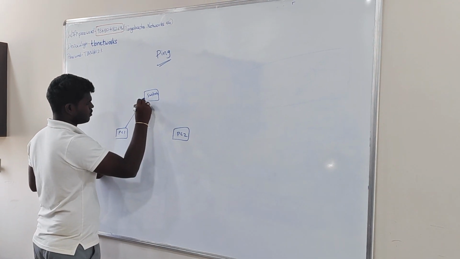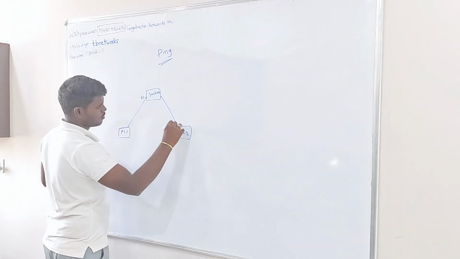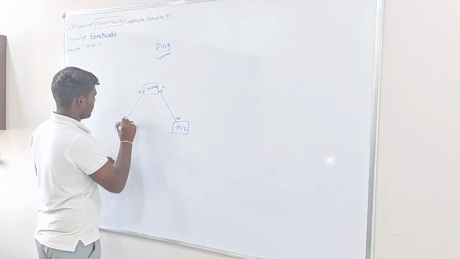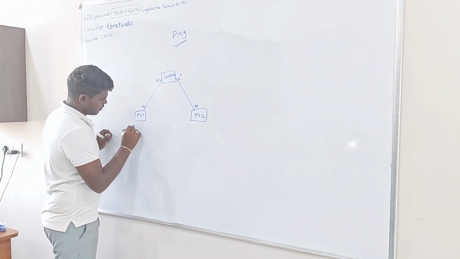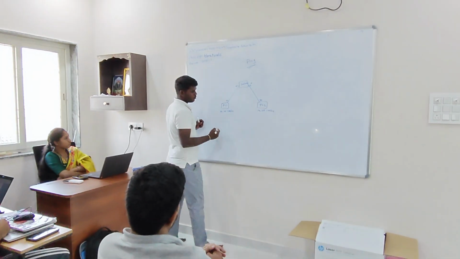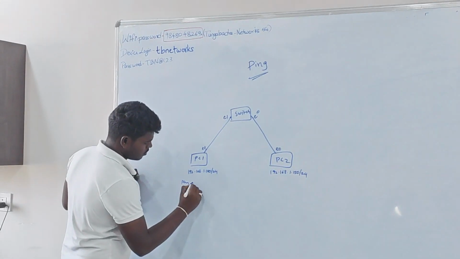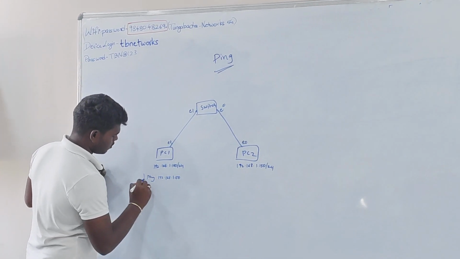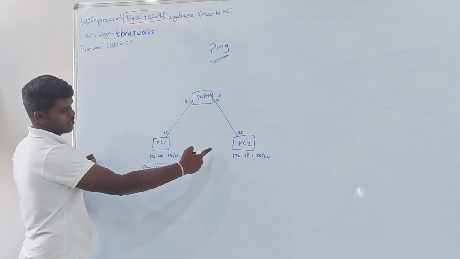Here Ethernet ports, I am considering interface E1. Here E0. I am assigning an IP address for this PC1. Now I am pinging this IP from PC1 to PC2.